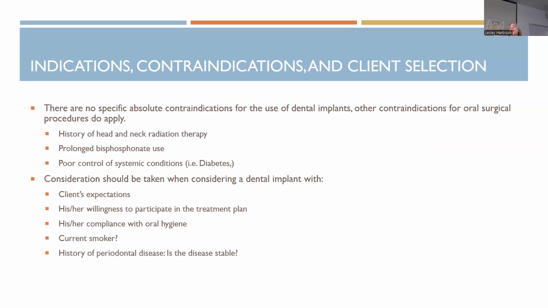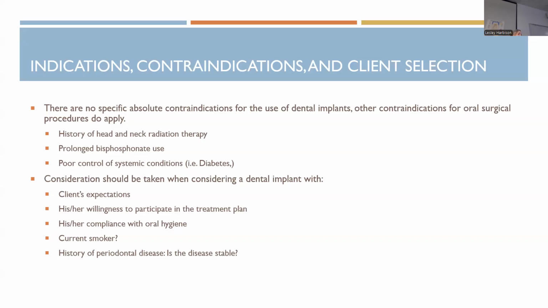So there's no specific absolute contraindication for the use of dental implants. Other contraindications for oral surgery procedures do apply. So when I worked for Dr. Matsuda and he put in implants, if somebody was really sick, like had diabetes and it was uncontrolled or they smoked, he would give them the rundown. You are a bad candidate for an implant. And he would just tell them, but they're like, I want an implant anyways. And so he's like, okay. And he put an implant in.